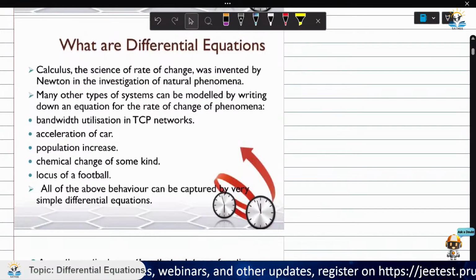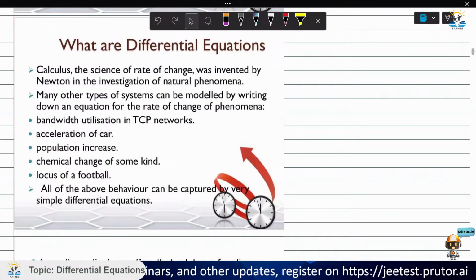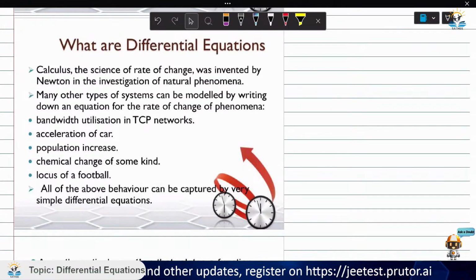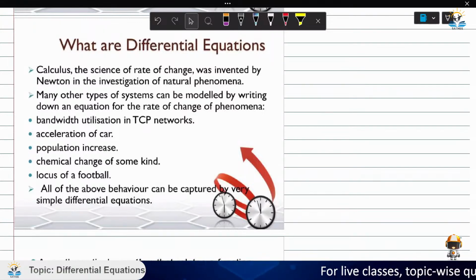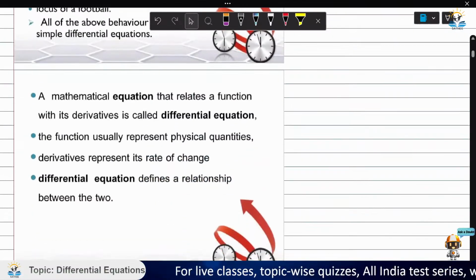Right, so coming to the main part of it: what are differential equations? We'll take a real life approach to it first, to see where its application is and how it looks. There are various models that work on differential equations, and one of them is population increase, because there is always a factor included in the equation of a population increase, be it chemical change of some kind, or the location or locus of a football. These are all real life examples.